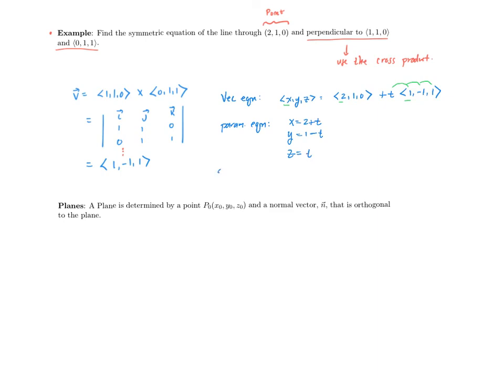And once we have the parametric equations, we can solve for t to get the symmetric equations. So if we isolate t in the first equation, it's x minus 2. If we isolate t in the middle equation, maybe by adding t to both sides and then subtracting y, we would have 1 minus y, which is equal to z. And if we now disregard the t, we are left with what we might think of as the symmetric equation of the line. So that finishes up our discussion of lines, at least for the moment.